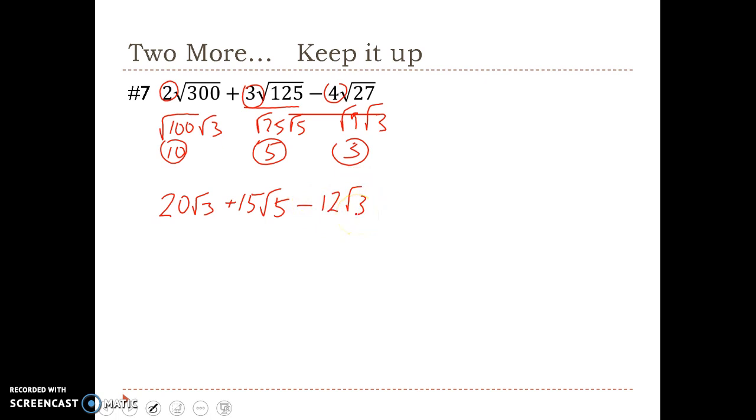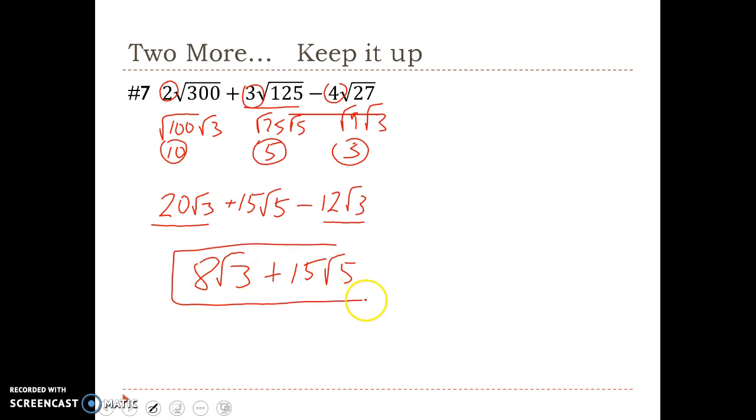So do I have any radicals that are the same? Not all of them, but I do have 2 of them that are the same. 20 radical 3 minus 12 radical 3 is 8 radical 3, and then plus the 15 radical 5. And I can't add those together because those are not the same radicals, but at least I can add the 2 terms together, and I could simplify every term.